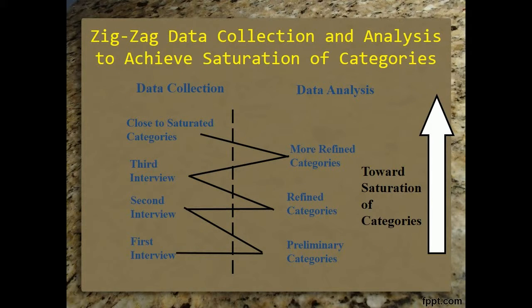This figure shows how to achieve saturation in categories. Saturation in grounded theory research is a state in which a researcher makes the subjective determination that new data will not provide any new information or insights for developing categories. As we can see here, data collection from the first interview will be refined in categories during data analysis, until it reaches a point that is close to saturated categories.